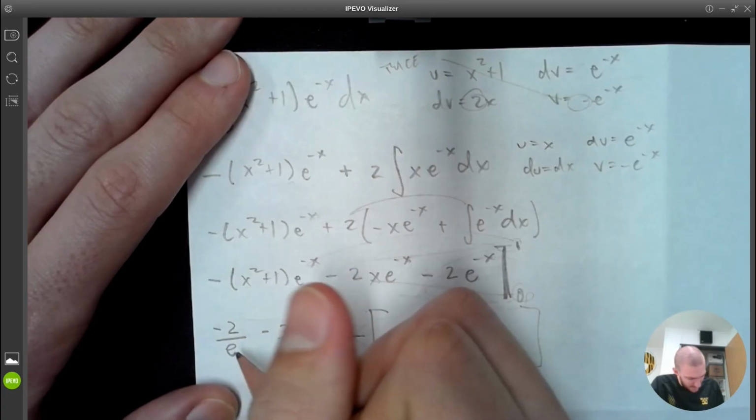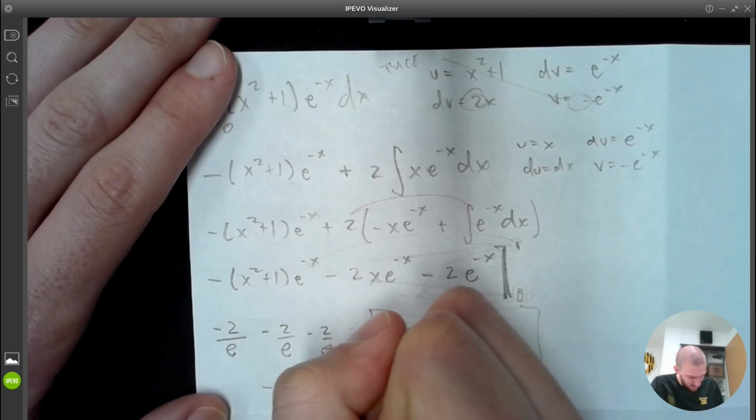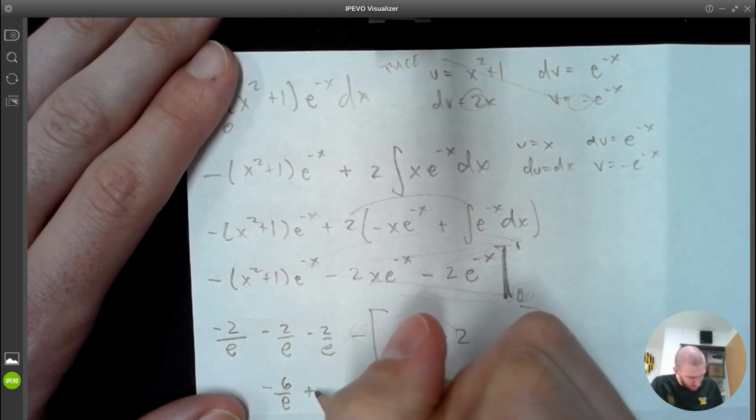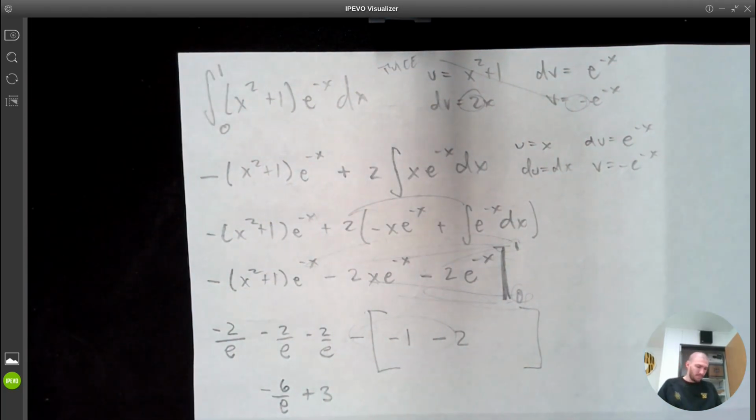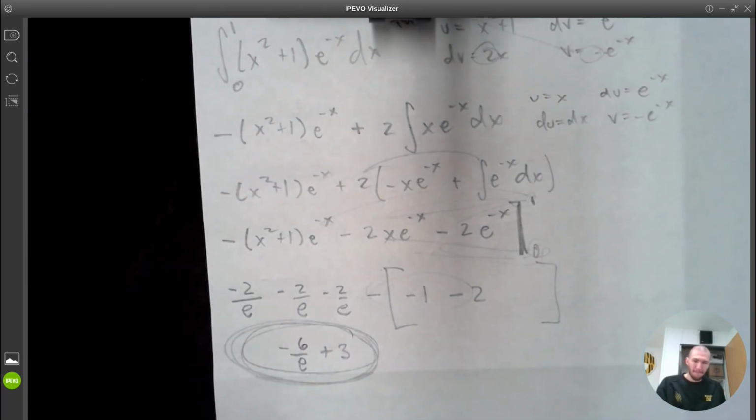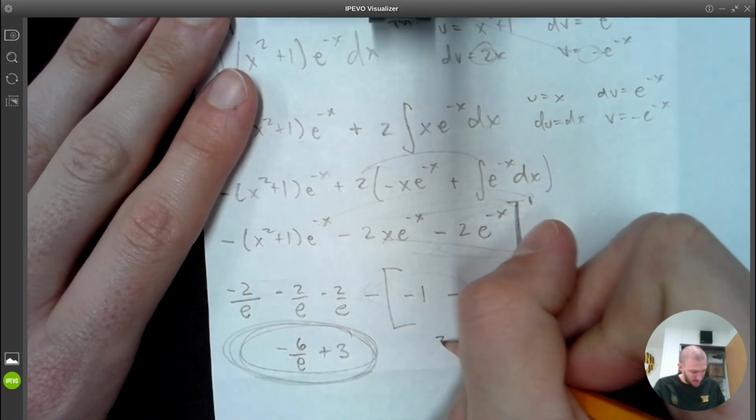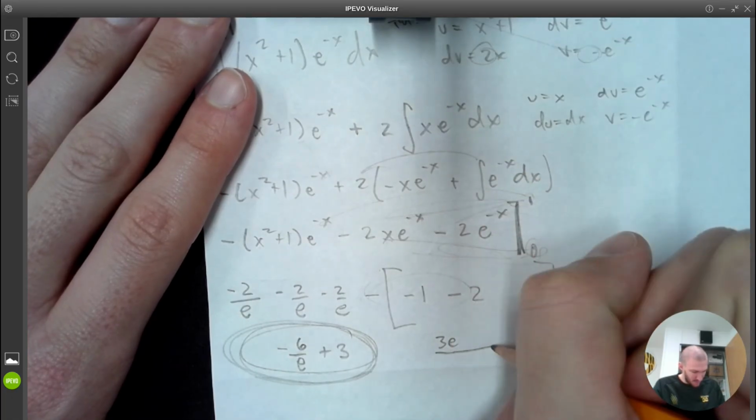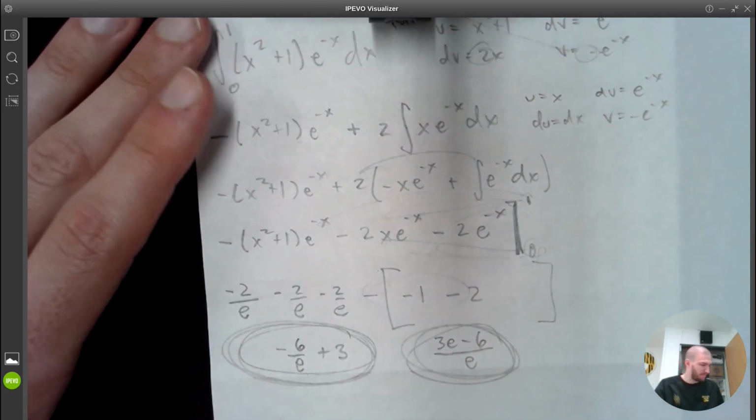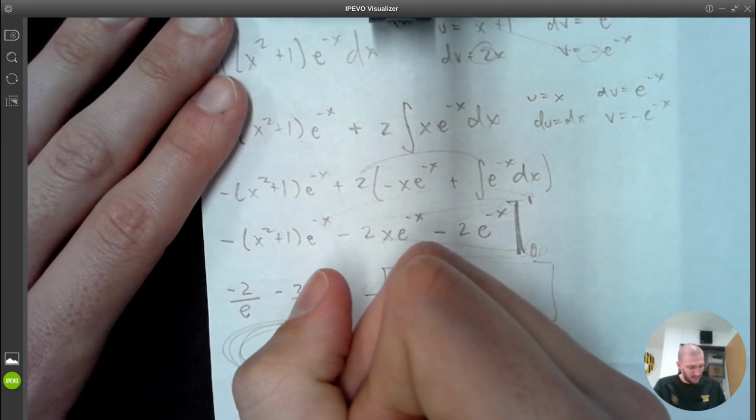So that's, look at that. It's pretty silly. Negative 6 over e plus 3. Common denominators, I guess, if you wanted to. Common denominators, 3e over e minus 6, if you wanted to. Doesn't matter. Keep going. Oh, this is one we did in class.